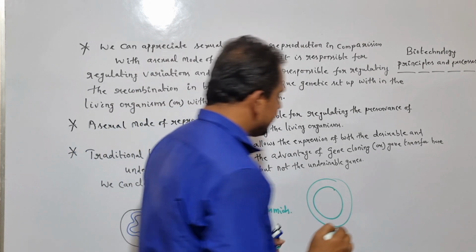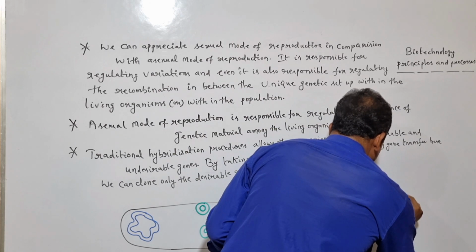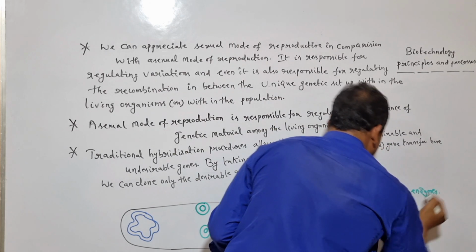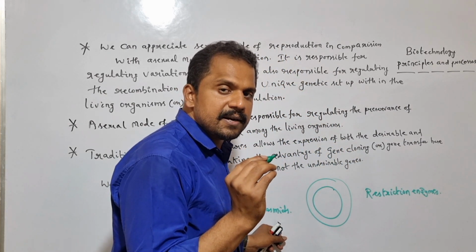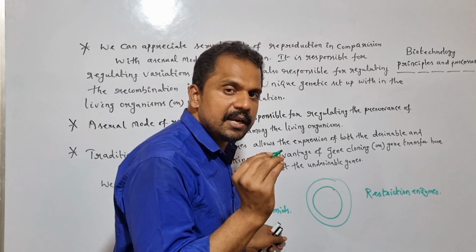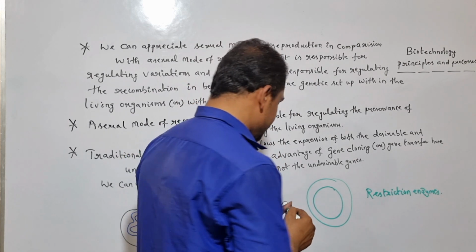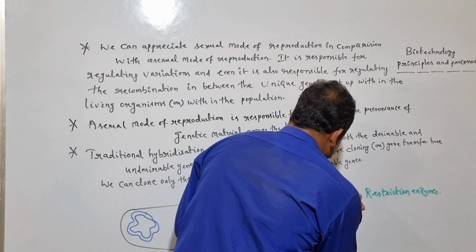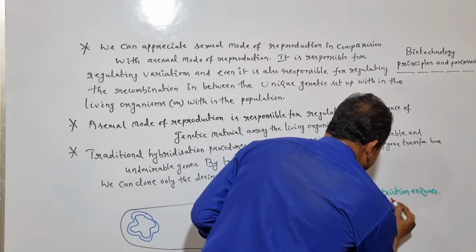Is it clear? Restriction enzymes, right? These restriction enzymes are site specific, and they are capable of cleaving the plasmid DNA at one particular desirable site. So let us assume this is the particular desirable site. This site is cut by taking advantage of restriction enzymes.